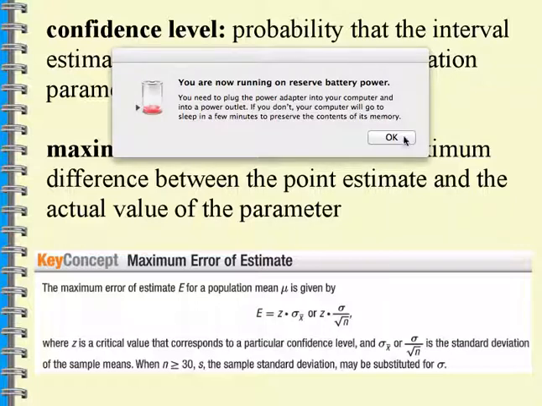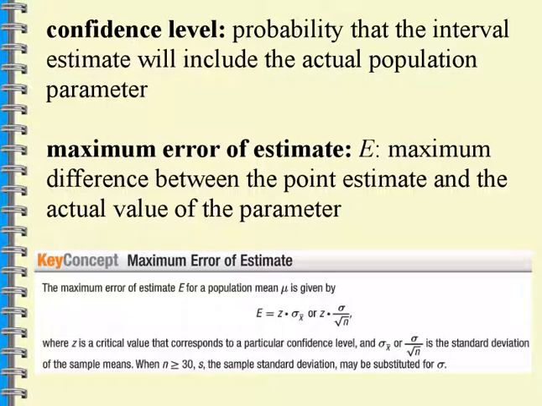So you're probably utterly confused right now. Don't worry about it. What I need you to take from this are these formulas right here. E equals Z times the standard deviation of the mean, or Z times the standard deviation divided by root n. So go ahead and make sure you highlight those.